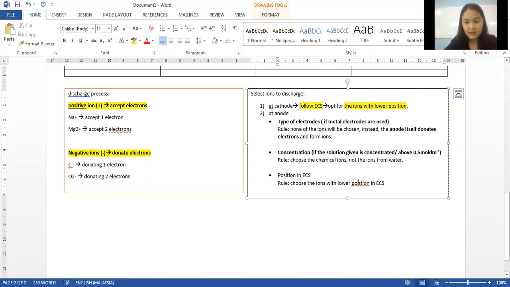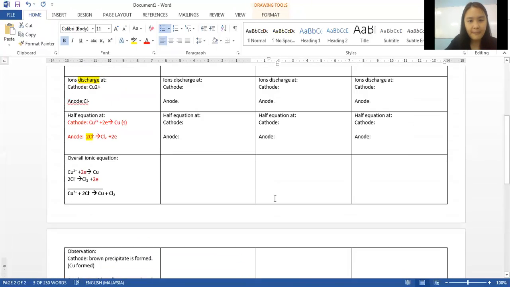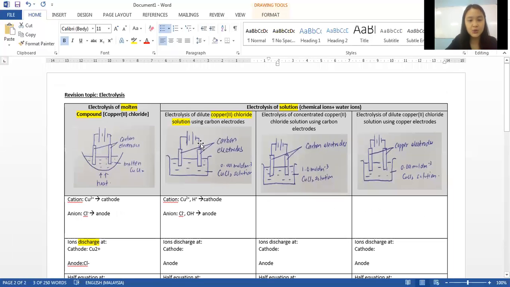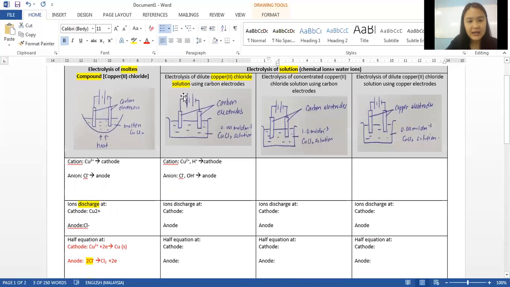Okay, so with this recap, now we go back to the application. Through the application, you will understand this better. So we go back to our situation: electrolysis of dilute copper(II) chloride solution using carbon electrodes. The minute I turn on the electricity, the cations will separate from the anions. Cu2+ and H+ go to the cathode, Cl- and OH- go to the anode.